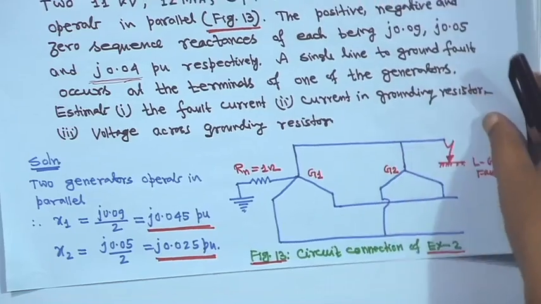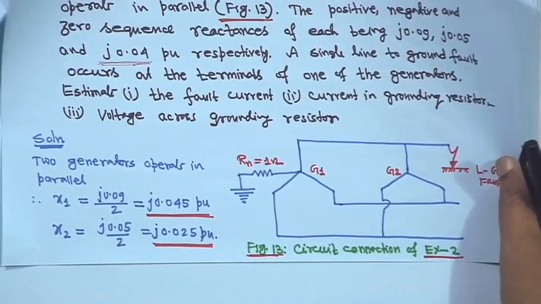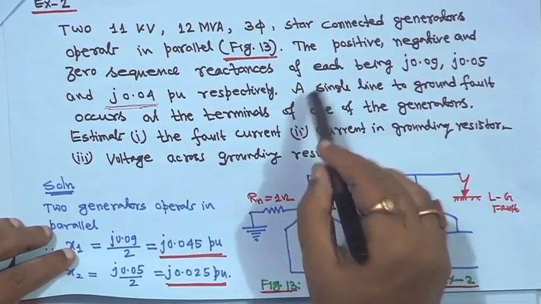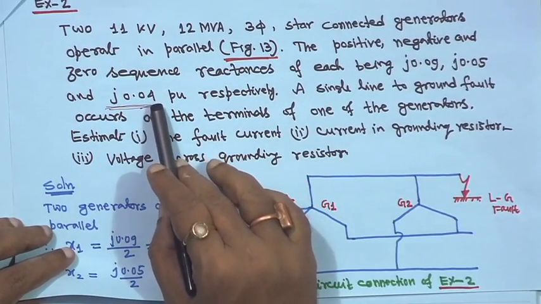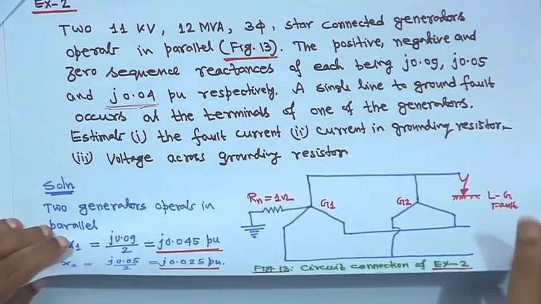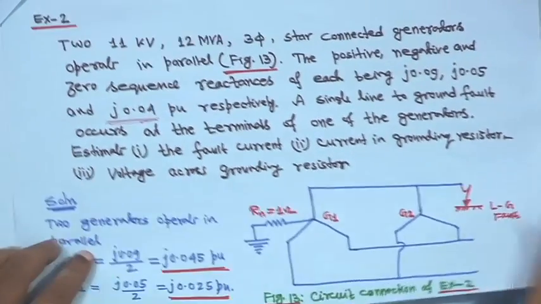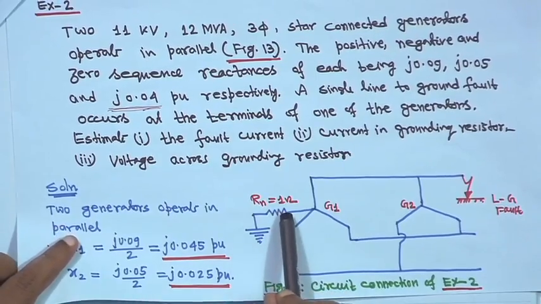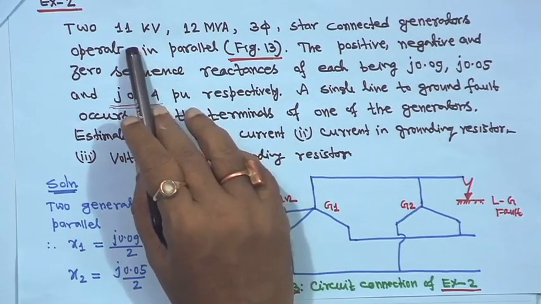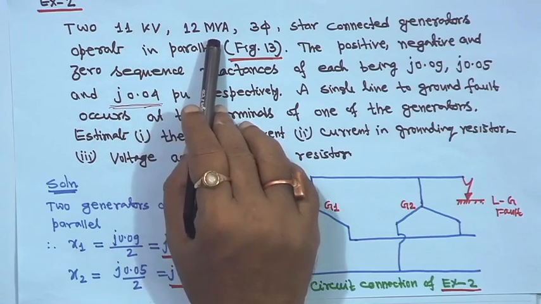First you have to make all these things, then Z0: the zero sequence reactance is given as j 0.04, but at the same time one grounding resistance is there, R_n is equal to 1 ohm here, and this machine rating is 11 kV and 12 MVA.